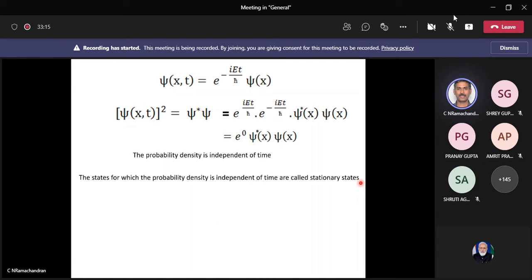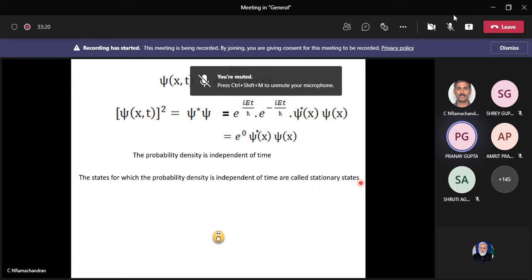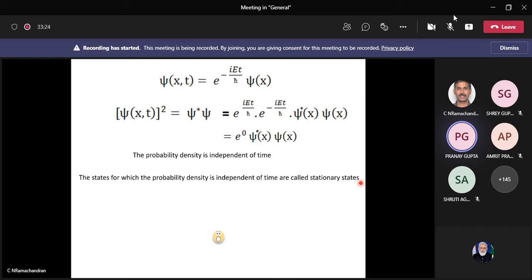Excuse me, sir. Yes, please. Sir, why are not all states stationary states? Above, we derived that e to the power 0 came and the probability density became independent of time. No, not all states. I didn't say all states, only the stationary states. If states are stationary, the probability density will be independent of time. If some states depend on time, then they are not stationary states.